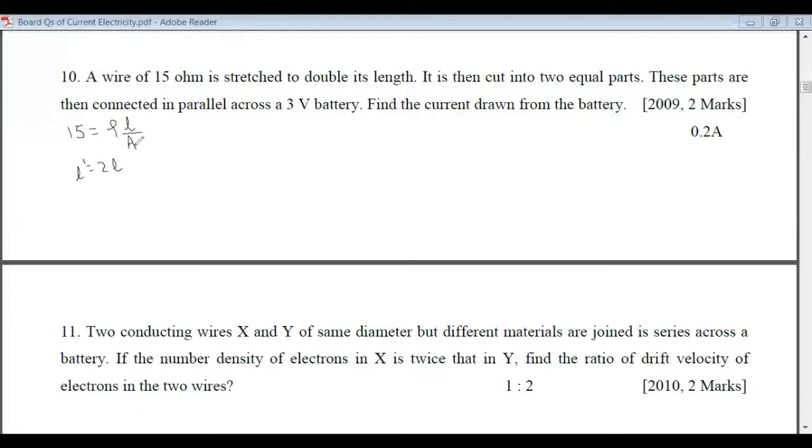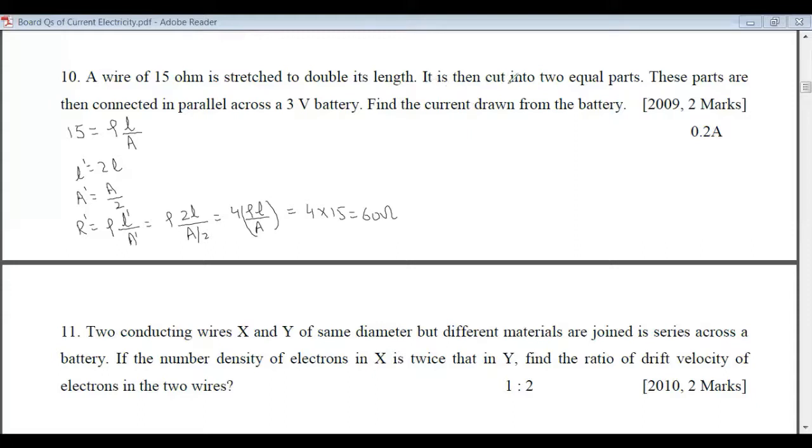Cross-sectional area will be affected. When its length is doubled, the cross-sectional area will be half, that is, the wire will become thin. So the cross-sectional area will become A by 2. Now the new resistance of the wire will be equal to rho L dash upon A dash. L dash is twice of L and the cross-sectional area is A by 2. So it is 4 times rho L upon A. And from here we see that rho L upon A is 15 ohms. So 4 into 15, this will be 60 ohms. That is, now the resistance of the wire will become 60 ohms.